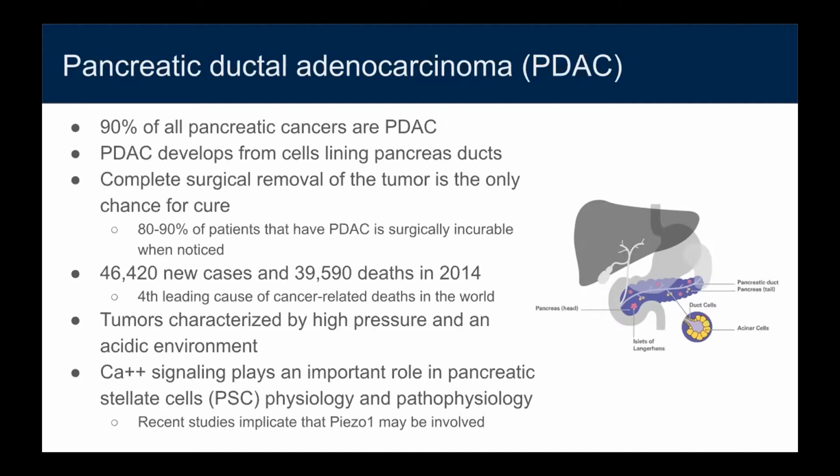PDAC is very difficult to treat or cure. The only way to cure PDAC is to remove the tumor. But in 80 to 90% of patients who have PDAC, by the moment they notice the patient has PDAC, it's too late to surgically remove it or cure it. For that reason, there's a very high death rate for people with PDAC and a very low recovery rate. In 2014, which is a little outdated but still close enough, there were 46,000 new cases but 39,000 deaths. So a lot of deaths in relation to the number of cases.